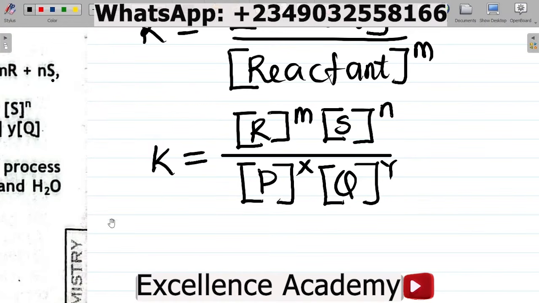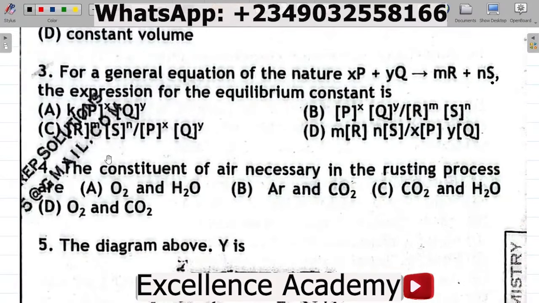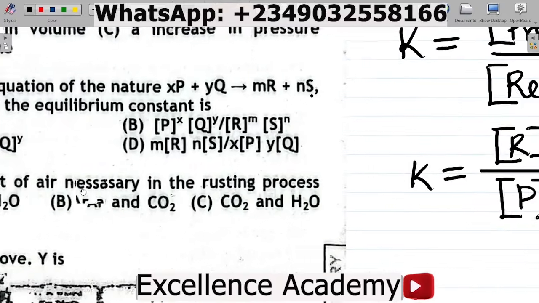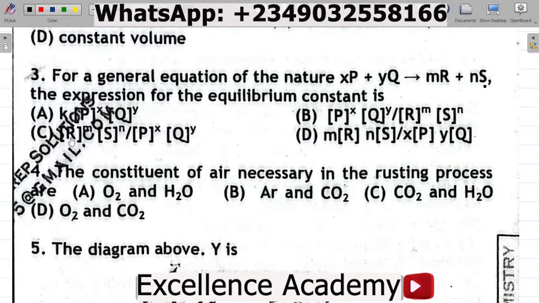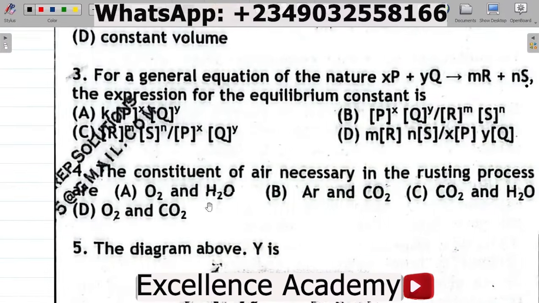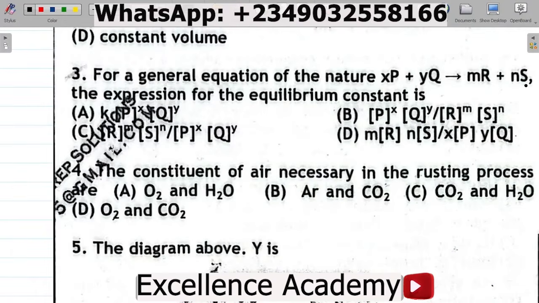So let's see which of them has this option. Inspecting this, I think that's C. C is R to the power M, S to the power N, over P to the power X. Yep. So that's C. So the correct option there is C. That's your answer.